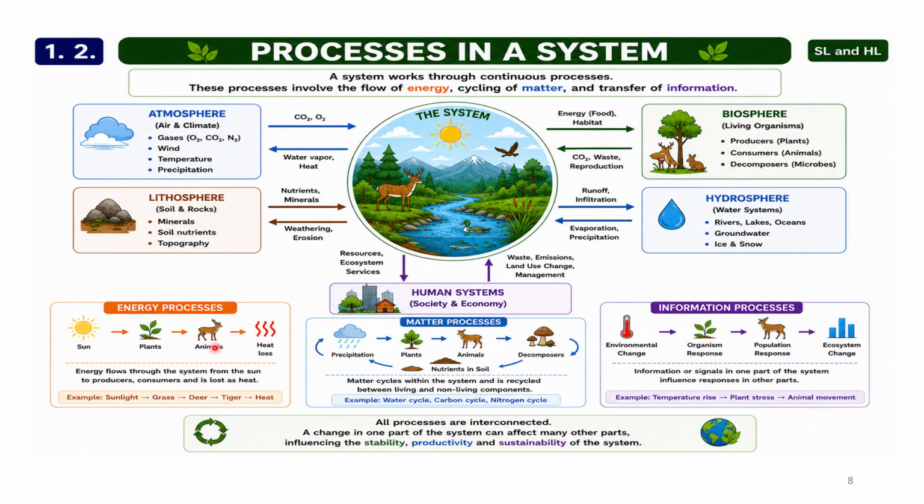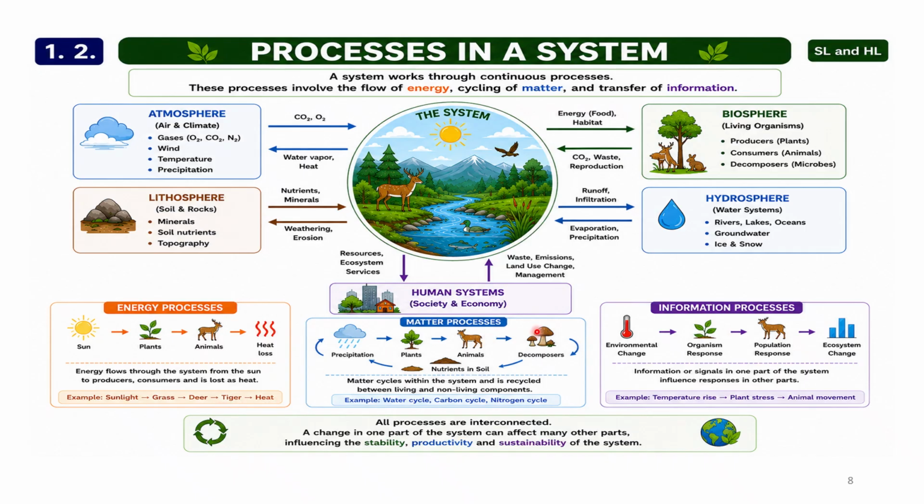Energy processes involve the one-way flow of energy. Solar energy is captured by plants through photosynthesis, transferred to herbivores and carnivores through feeding relationships, and ultimately lost as heat. For example, sunlight supports grass growth, which feeds deer and subsequently predators.